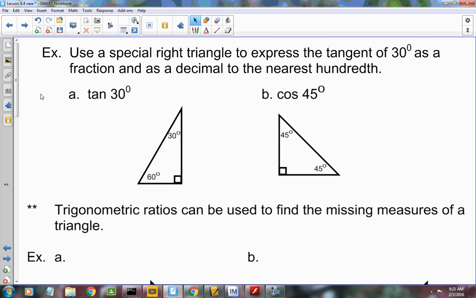But before I do that, I've got one more thing to show you, and this is how you can relate it to your 30, 60, 90, and 45, 45, 90. It wants us to use these special right triangles to come up with the decimal and fraction equivalent for the 30, 60, 90, and the 45, 45, 90.